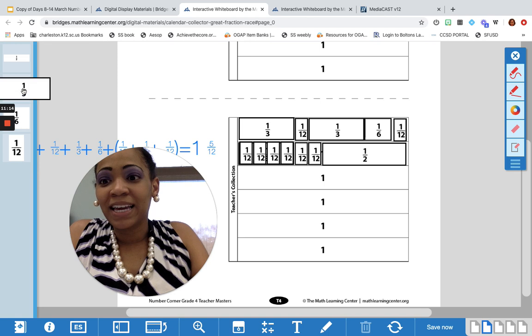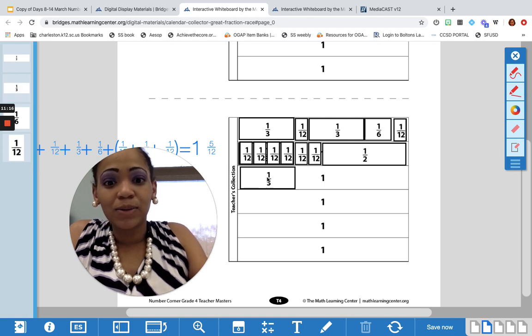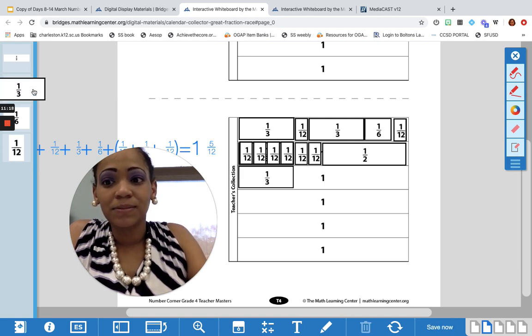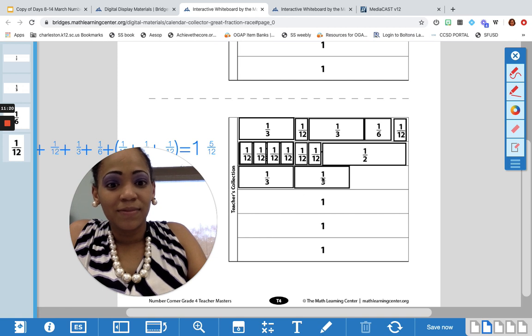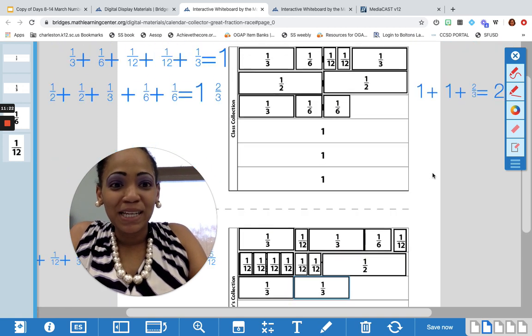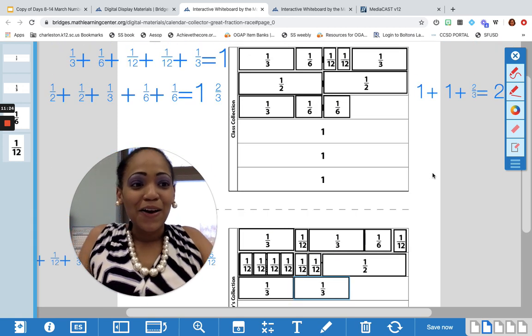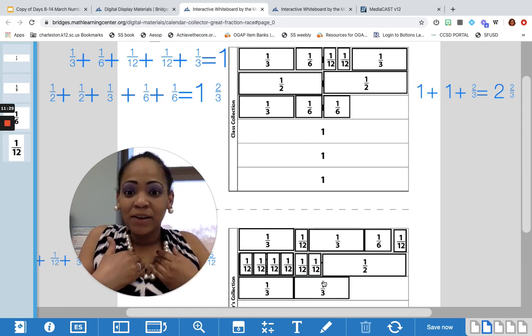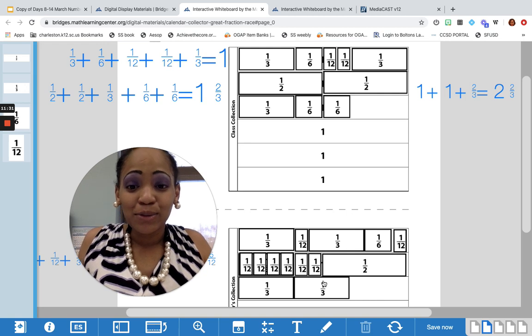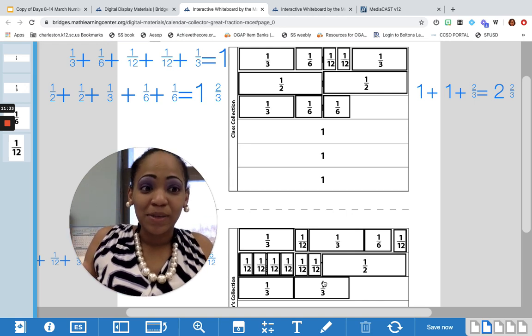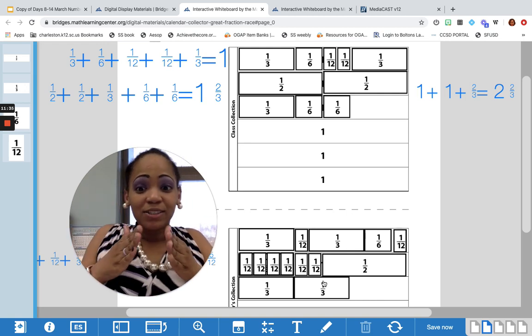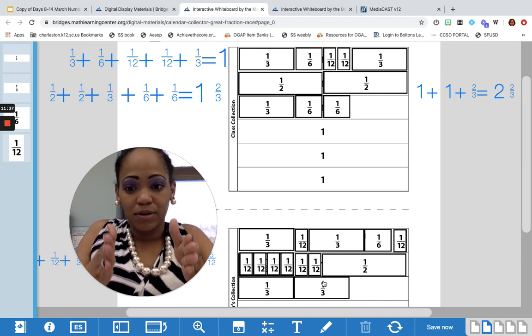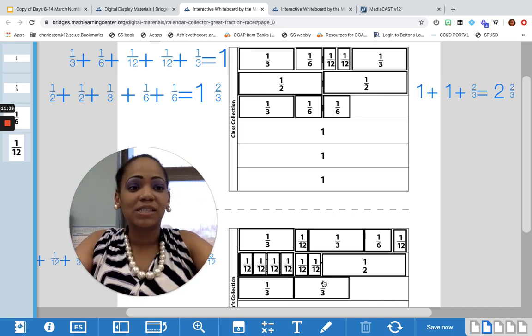And my gosh, what do you notice? You guys had 2 2/3. Now Miss Trammell has 2 2/3. You guys caught up to me. We are now even. So if we were racing, it would be like we're neck and neck. We're going at the same speed.